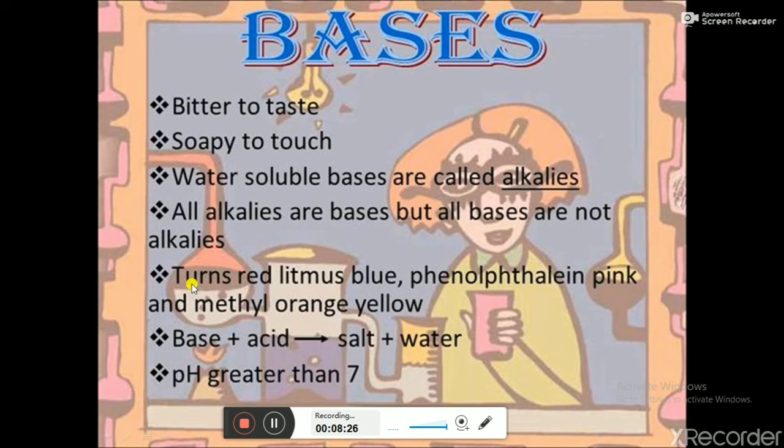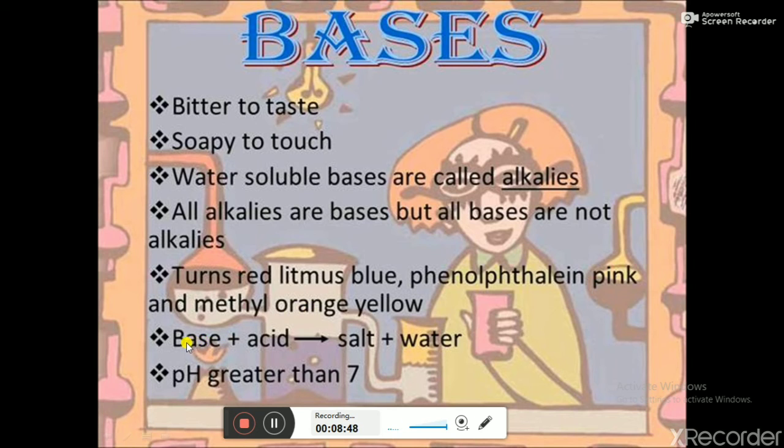So bases usually turn red litmus blue. They turn phenolphthalein solution pink and methyl orange solution yellow. Now litmus, phenolphthalein, methyl orange, all these are indicators, and about this topic we will study after some time.